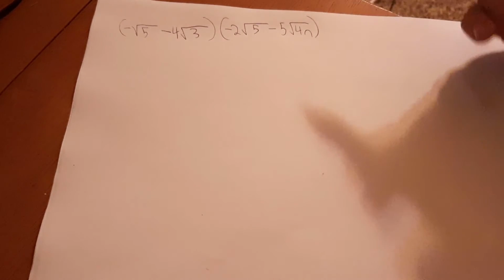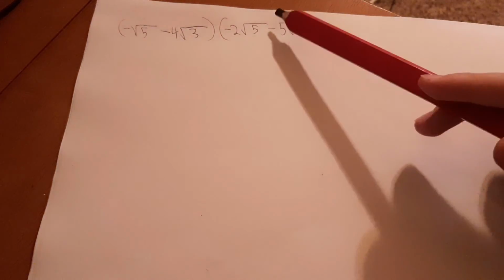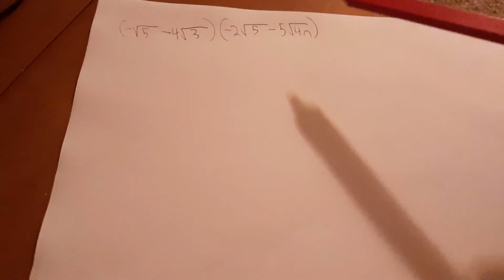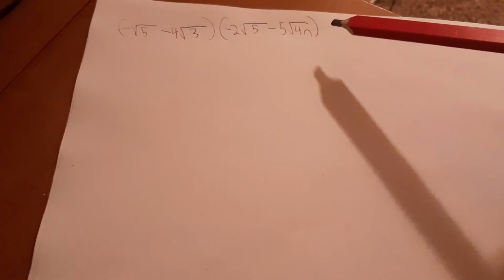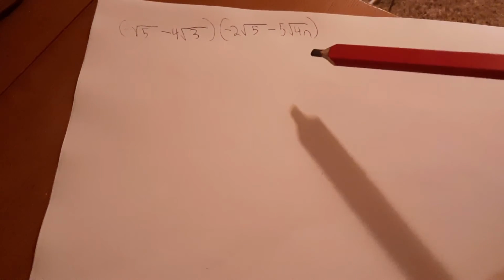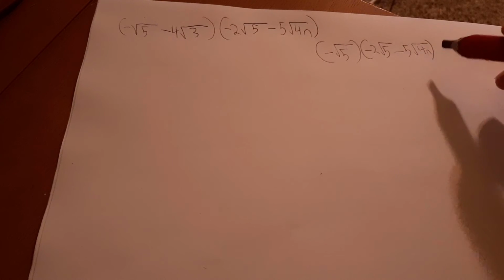Alright, for this final equation, we have negative square root of 5 minus 4 square root of 3 in one parenthesis, and in the other, we have negative 2 square root of 5 and negative 5 square root of 4n. Let's go ahead and separate this equation into 2 parts, shall we? Let's go ahead and stop here before we make our second equation.